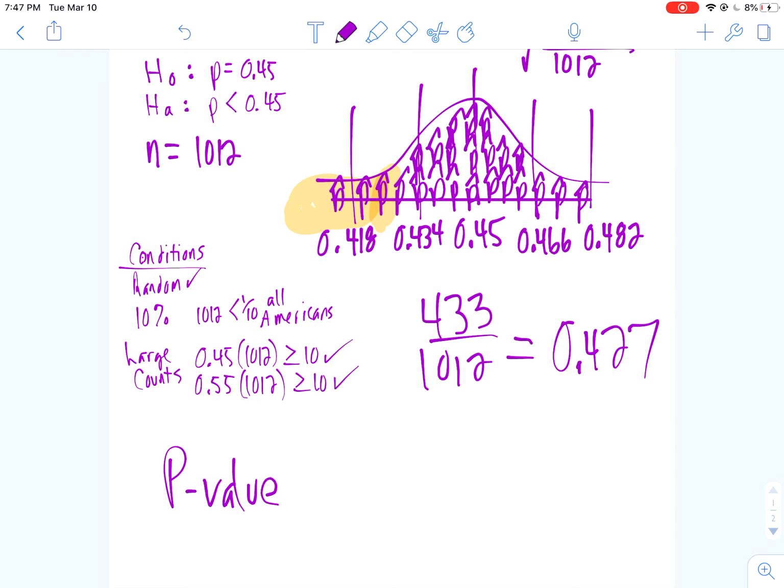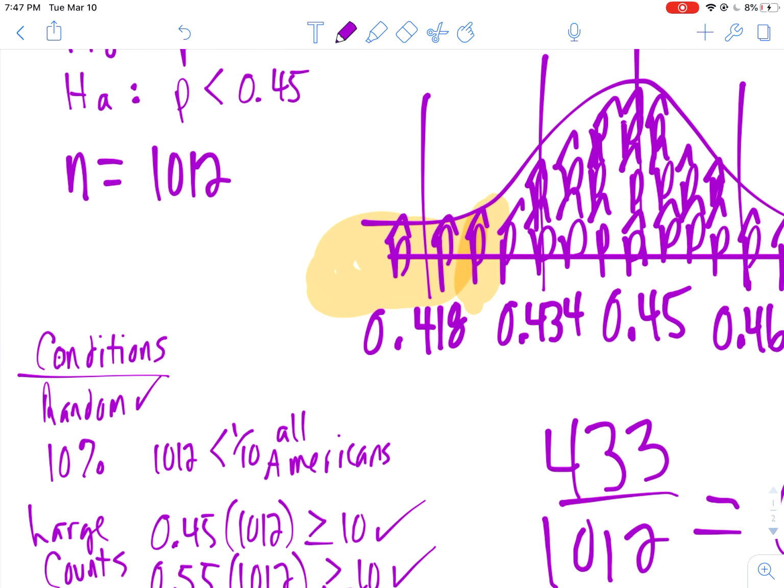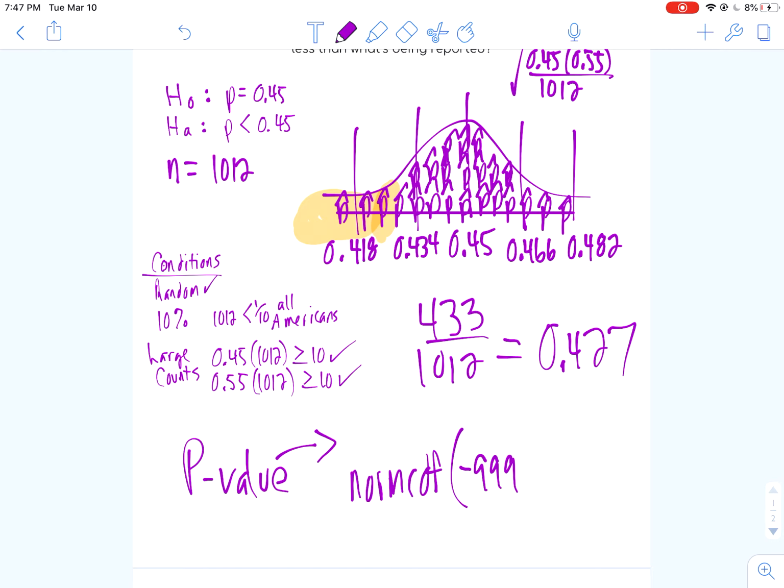But for p-value, there's a nifty little calculator function. You can do one prop z test. However, this is a nice way of doing it. You're going to use norm CDF. Find the percentage of all values less than your statistic in this normal distribution. So I'm going to go with negative 999 all the way over here, because that's all the way down. It represents all those low statistics, all the way up to 0.427.